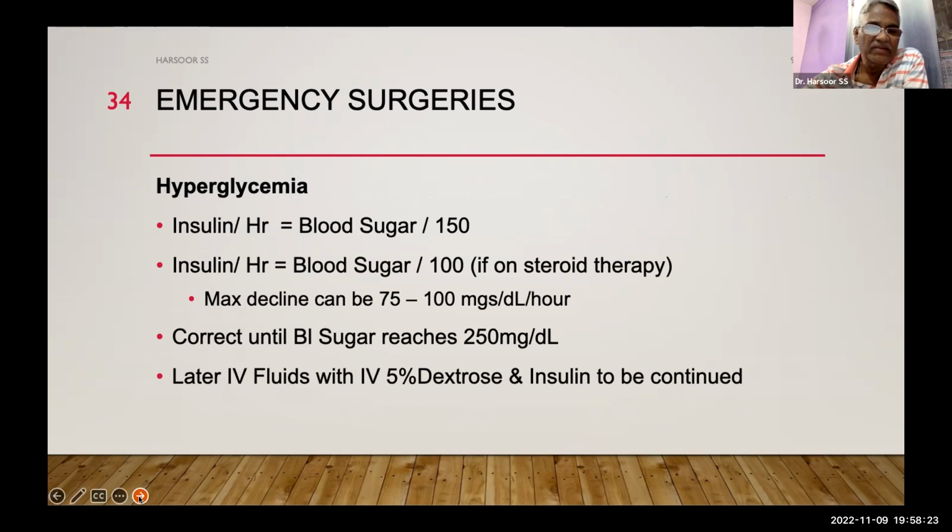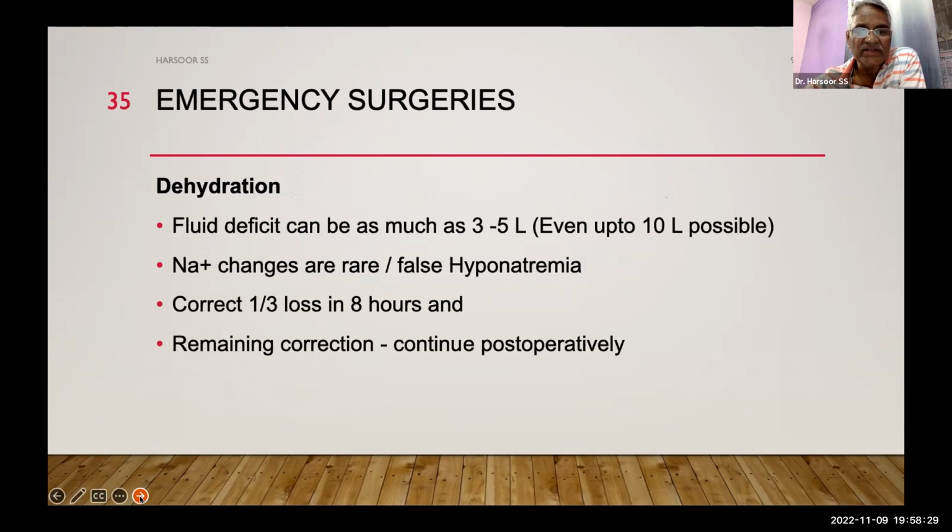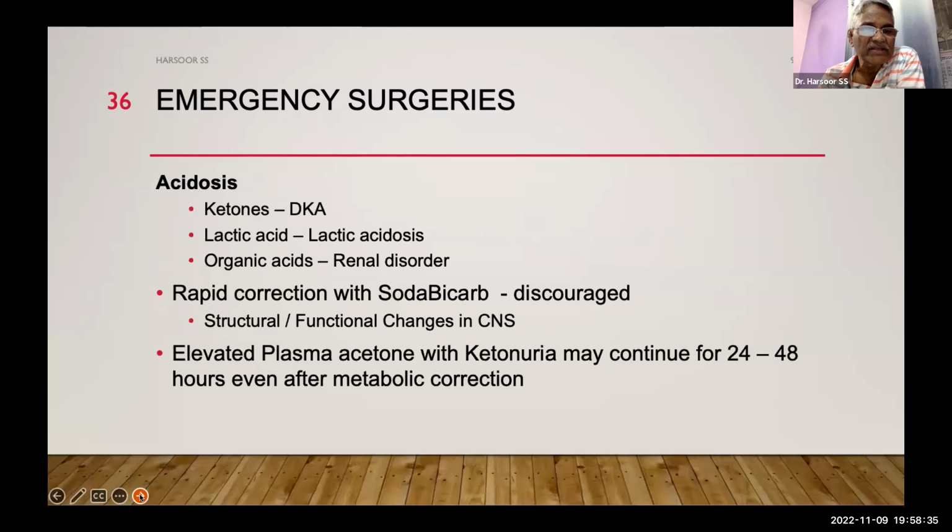That is the hyperglycemia, you must bring it down with the use of insulin. And if it is a dehydration, the correction should be done slowly. But one factor that I would like to stress upon is acidosis may be multifactorial, and we need to find out the reason. And what is important is rapid correction with soda bicarb should be discouraged wherever possible, because it is known to cause structural or functional changes in the central nervous system.